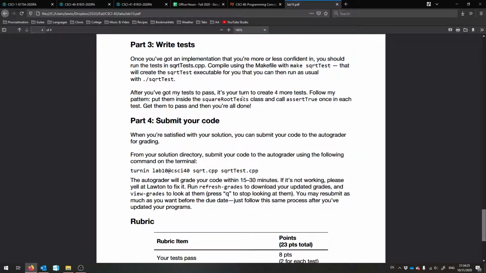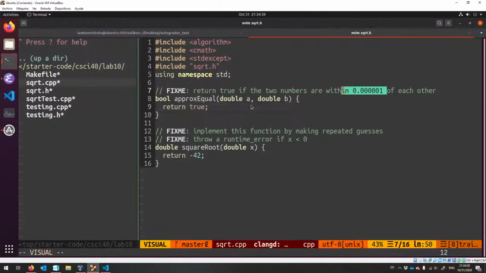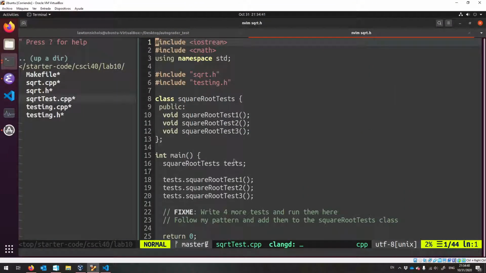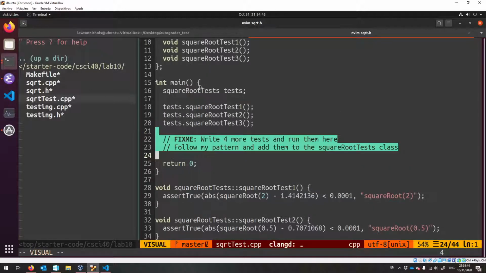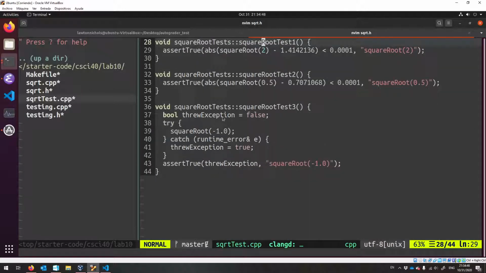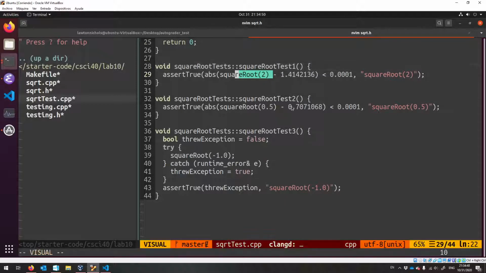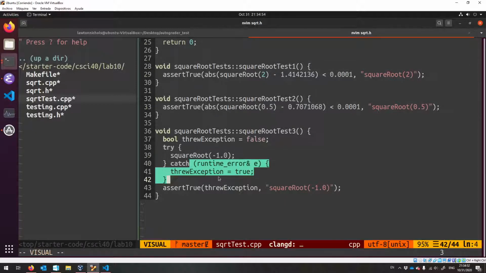Just write code to get my tests to pass. You're going to use the makefile to compile your code. You're going to say make square root test, and then run it with ./square root test. And you're going to add 4 more tests in addition to mine, and that's it. So that's the one other file you'll worry about, square root test. You'll just add some more tests down here and into this class. You can see that mine are testing square root of 2, square root of 0.5, and square root of -1. That one should throw an exception.